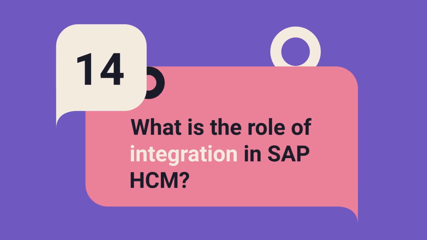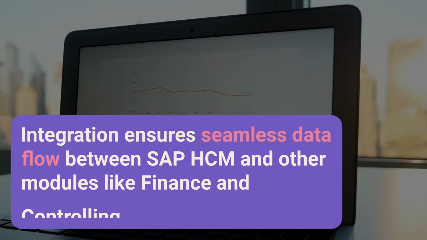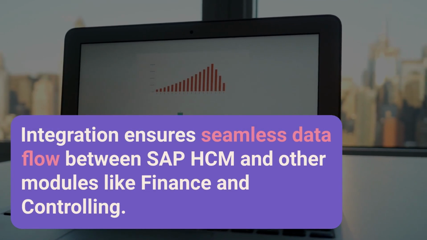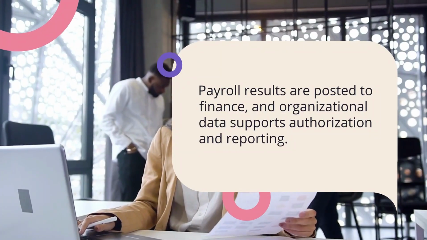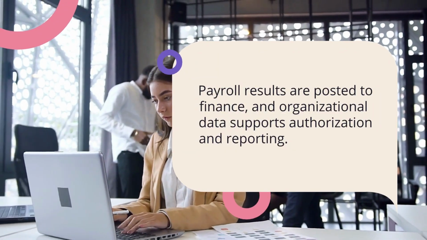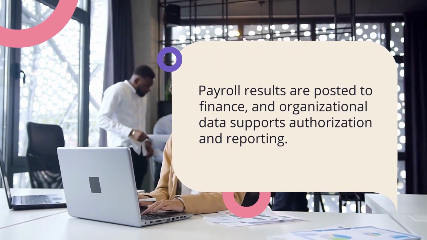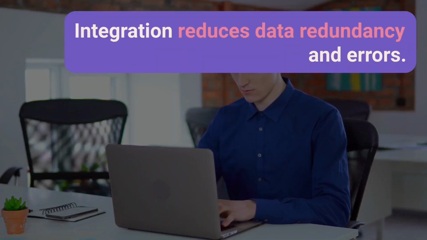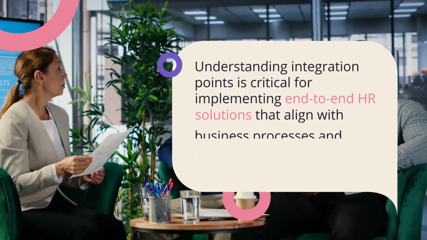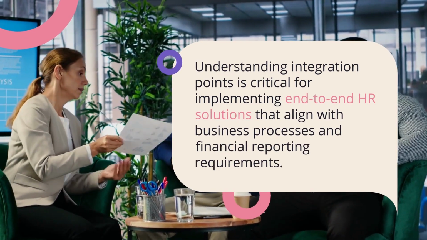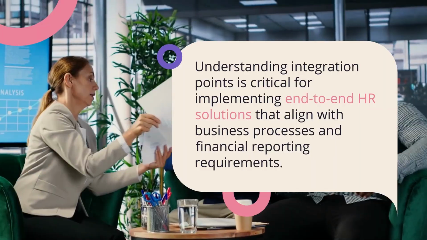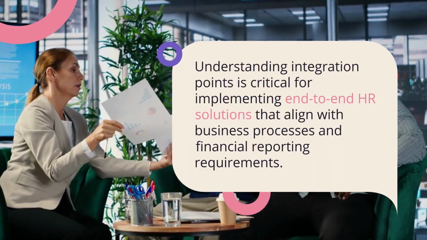14. What is the role of integration in SAP HCM? Integration ensures seamless data flow between SAP HCM and other modules like finance and controlling. Payroll results are posted to finance, and organizational data supports authorization and reporting. Integration reduces data redundancy and errors. Understanding integration points is critical for implementing end-to-end HR solutions that align with business processes and financial reporting requirements.